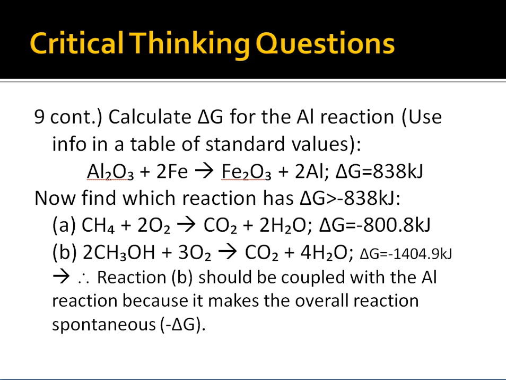So the summation of the products minus the summation of the reactants for A is negative 800.8 kilojoules, which is not greater than negative 838. And for B, we get a change in G that is negative 1,404.9 kilojoules. Therefore, reaction B should be coupled with the initial aluminum reaction because it makes the overall reaction spontaneous with a negative G.